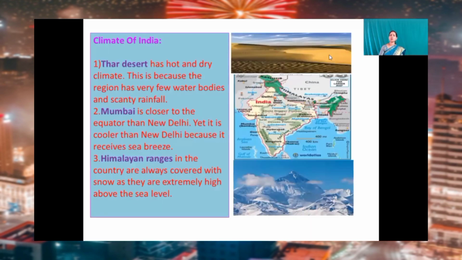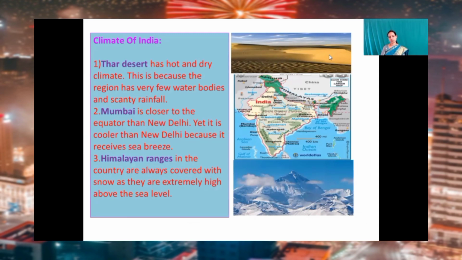Now let's see more about the climate of India. First we will think about the Thar Desert, as we have the first image of the Thar Desert. The Thar Desert has a hot and dry climate. This is because the region has very few water bodies and scanty rainfall. Mumbai is closer to the equator than New Delhi. Yet it is cooler than New Delhi because it receives sea breezes.